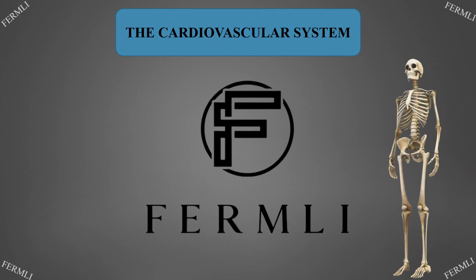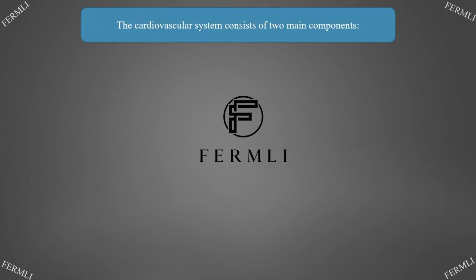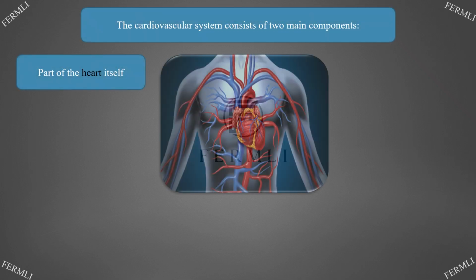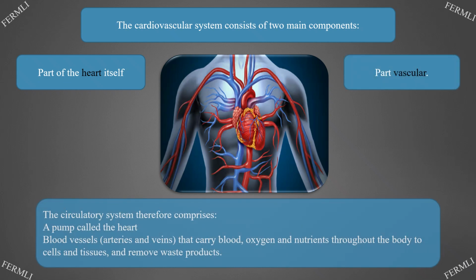The cardiovascular system. The cardiovascular system consists of two main components. Part of the heart itself, part vascular. The circulatory system therefore comprises a pump called the heart, blood vessels, arteries and veins, that carry blood, oxygen and nutrients throughout the body to cells and tissues, and remove waste products.